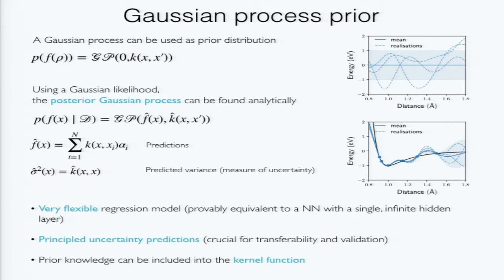And what's really key is that you can build your prior knowledge relatively easily into the kernel function. At that point, you see, the only thing that you can play with is really the kernel in the prior, and you can really impose all the properties that you want, or that you know are right about the function, about the potential energy, in the kernel.